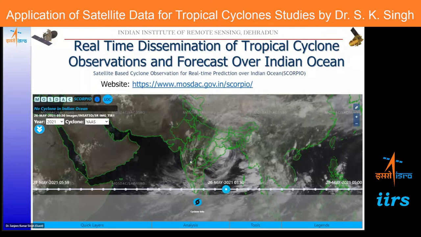So in real time, when a tropical cyclone forms, you can find the forecast over this website.